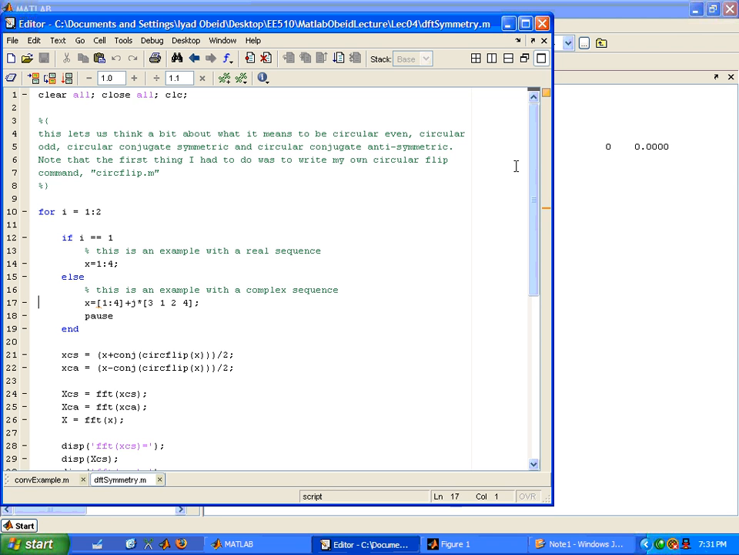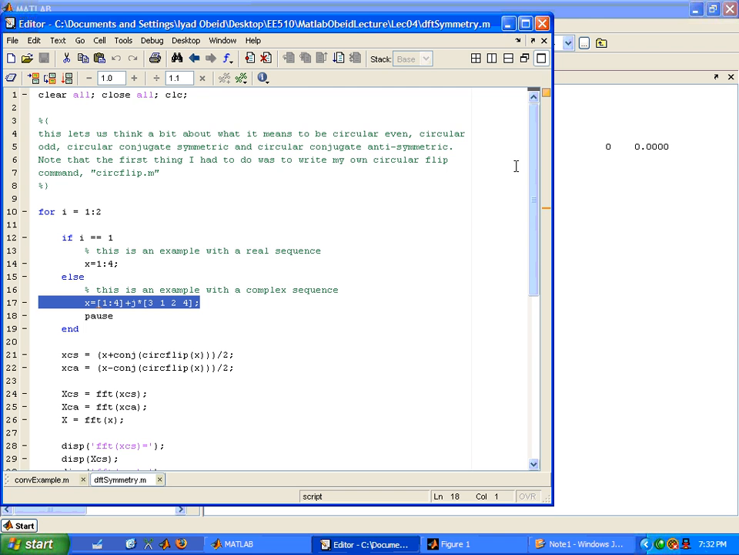I do it once with a real sequence, and once with a complex sequence. I just picked the numbers kind of arbitrarily. To get the conjugate symmetric form, it's just like we talked about when we discussed linear conjugate symmetric. If you want the conjugate symmetric portion, you take x and add it to the conjugate of the time reverse copy of itself and divide by 2. And for the anti-symmetric part, it's x minus the conjugate of the time reverse copy of itself.